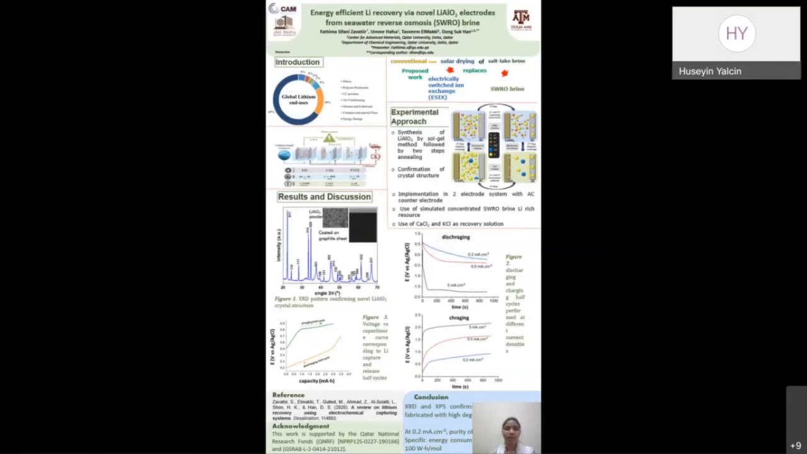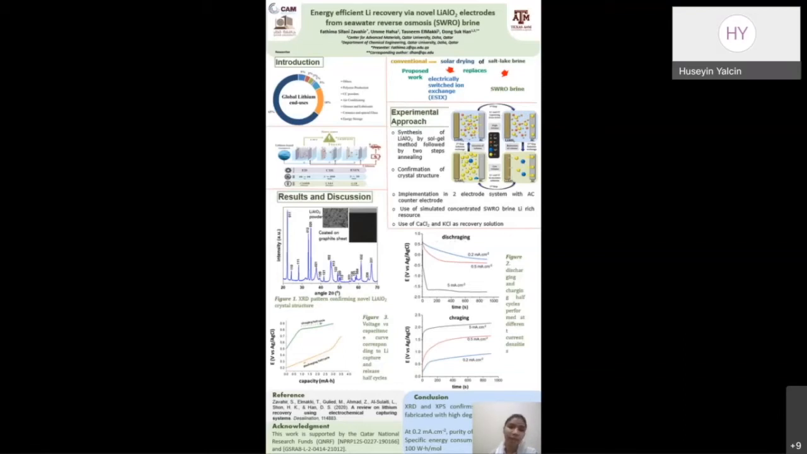So in this regard, we propose using seawater reverse osmosis brine as the lithium-rich resource with the electrochemically switched ion exchange (ESIX) technique. Why this technique? Because if you compare it with ED and CDI, the other electrochemical techniques, the resource recovery is higher in ESIX, and the specific energy consumption is much lower.